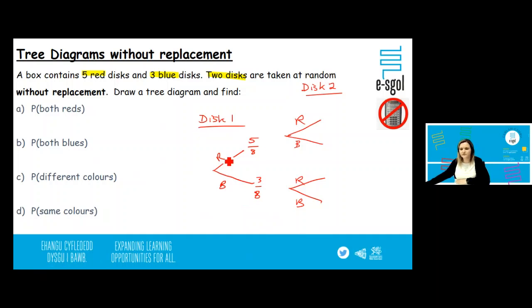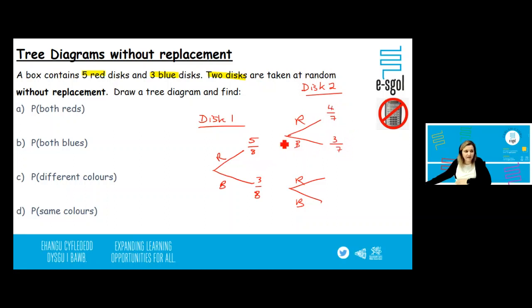Okay, so if you're following the top path, you have already removed a red disc. So when you go and choose another red disc, there's only 4 of them left out of 7 now, because 1 has been removed. However, when you go to choose a blue disc after already choosing a red, there's still the same number of blue discs in there that we started with, so that's 3, but there's only 7 in total.